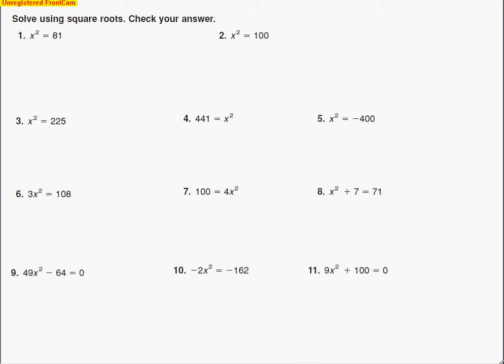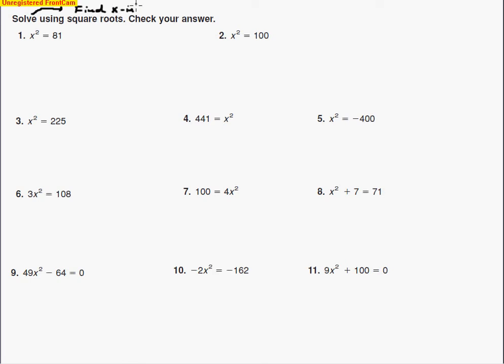Today we will be solving quadratics by using square roots to solve for the x-intercept. So just a quick review of what we're doing when we're trying to solve a quadratic. Again, the directions will say to solve, and solve means that we want to find the x-intercepts.